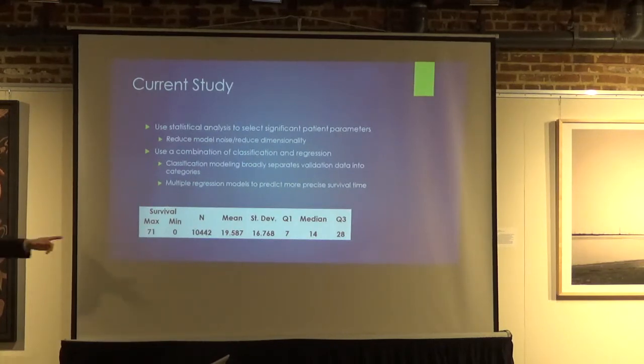So the data itself, as you can see, is difficult. We were able to select a little over 10,000 records, and the mean was about 20 months of survival. The standard deviation was almost 17 months for that survival. So this is crazy, right?